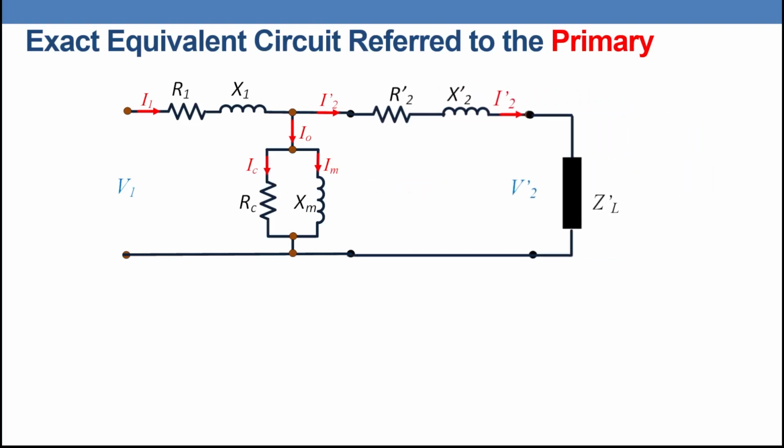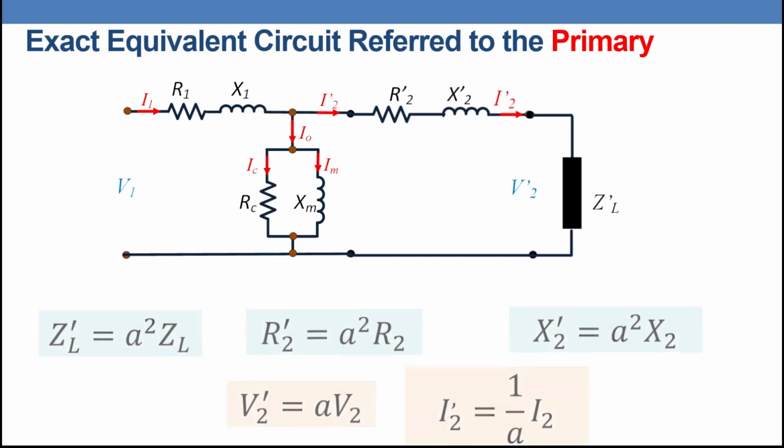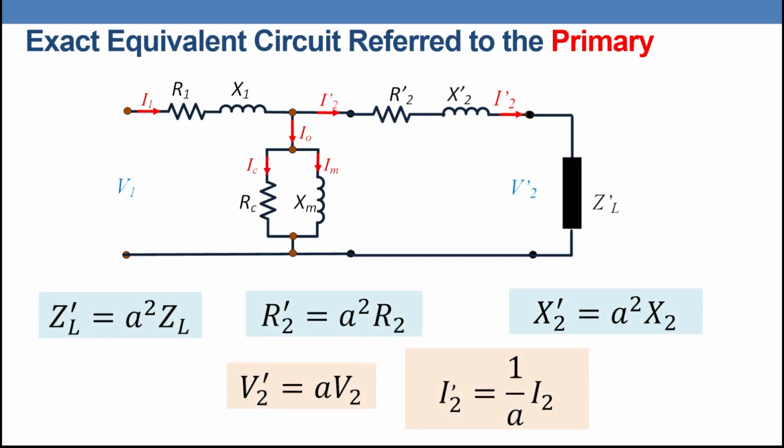So that will be one circuit where we have the primary side V1, R1 plus jX1, and the secondary side, now referred to the primary, will be R2 dash plus jX2 dash and Z load dash, and the voltage of the secondary transferred to the primary will be V2 dash. In this case we have some equations: Z load dash equals A square Z load, R2 dash equals A square R2, X2 dash equals A square X2, and V2 dash according to the equation V1 over V2 equals N1 over N2 equals A. So V1 here somehow equals V2 dash. So V2 dash equals A V2 and I2 dash equals 1 over A I2.